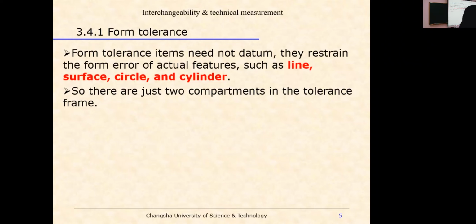Do you know how to tell the contour feature and the central feature? No. The contour feature, like the form tolerance, is the line, surface, cylinder, and contour. And the central feature is the axis, parallel axis, and the median plane. That is very important to tell the actual feature, the contour feature.